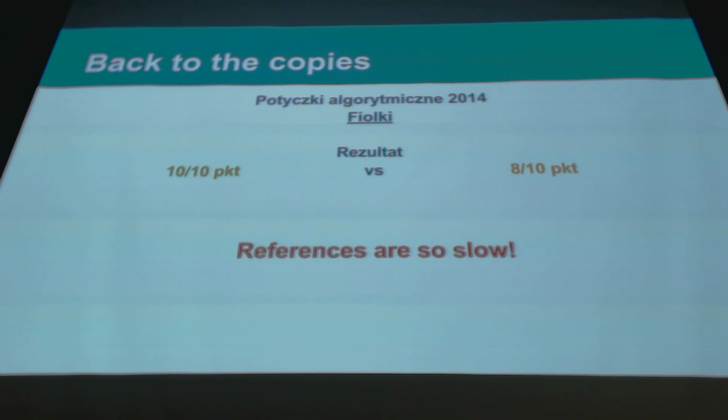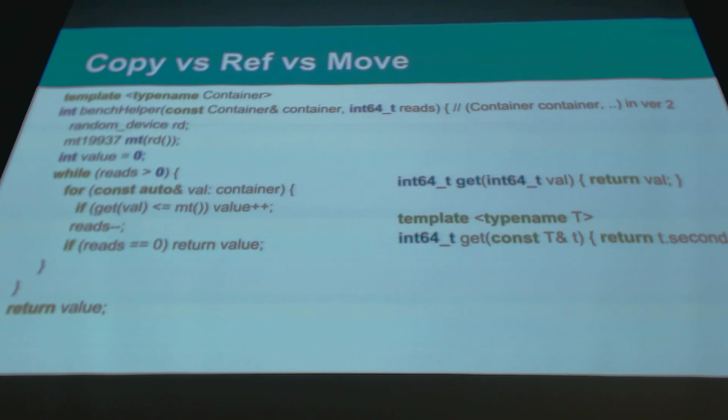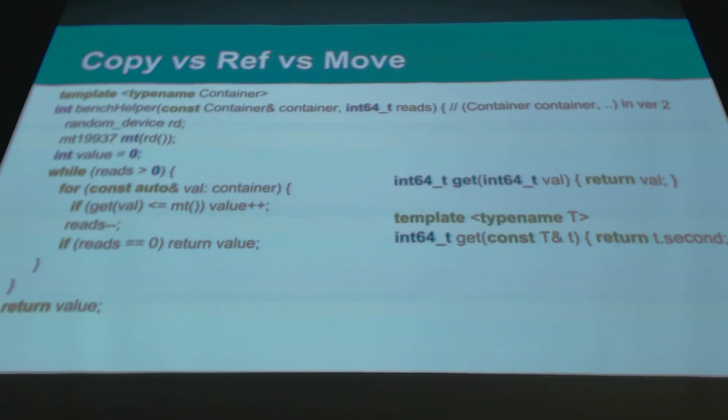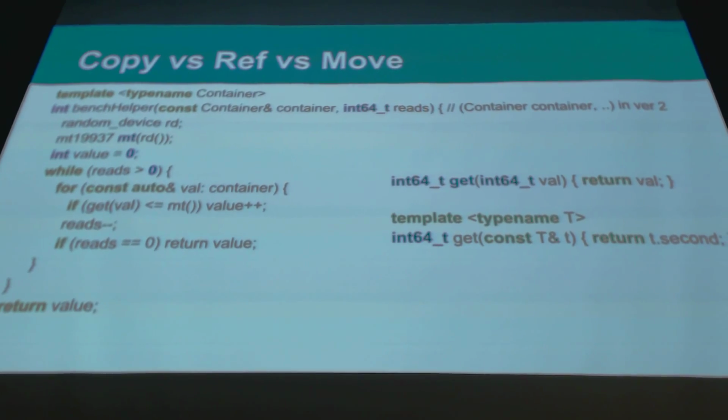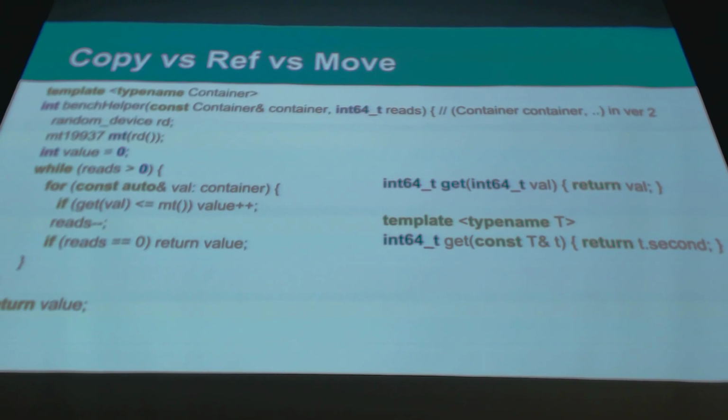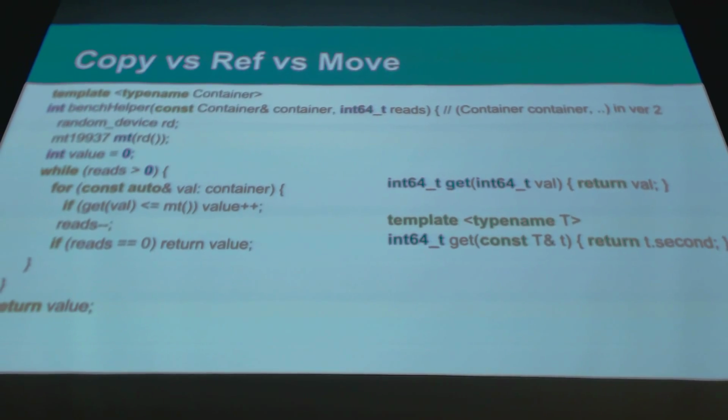It's like I was copying the whole thing, right? And it was faster than taking by a reference. Like, why? So I tried to answer this question. So I started benchmarking other things. So I made something like this template to check how it works with different containers.